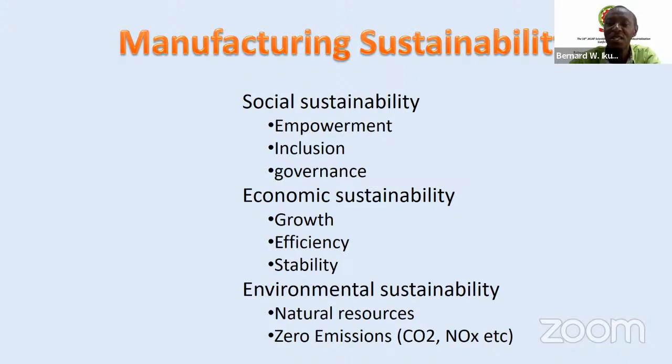Then you must have economic growth. The systems must be efficient and stable. When it comes to environmental sustainability, we are utilizing energy, we are utilizing natural resources, which may be exhaustible. And we must continue manufacturing and ensure that even future generations will continue to do that. Then we don't affect the environment also. So we work towards zero emissions.